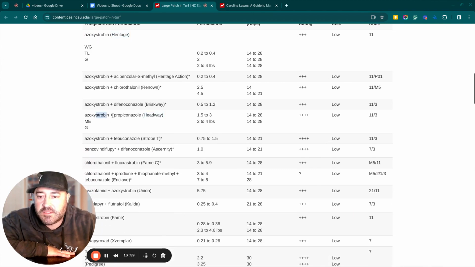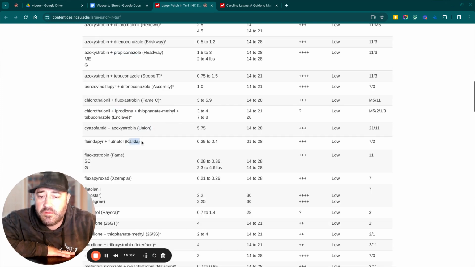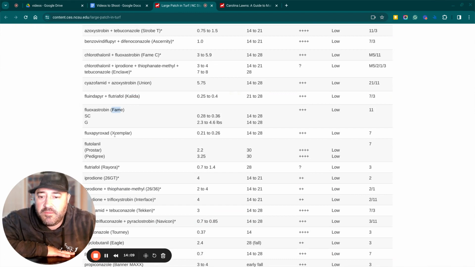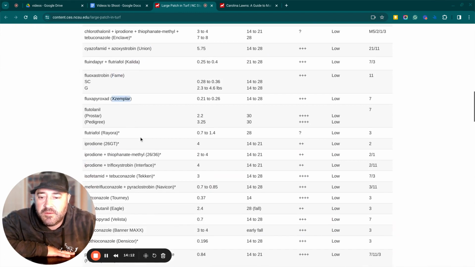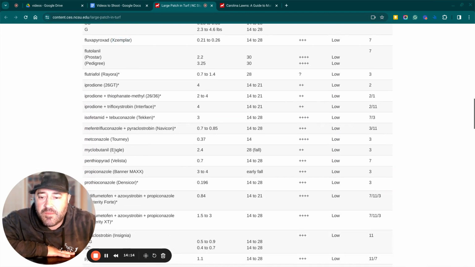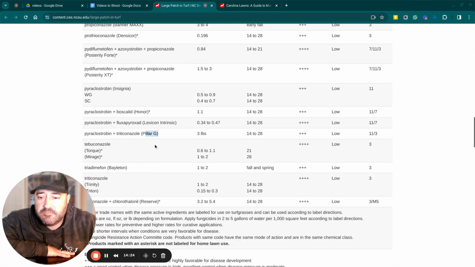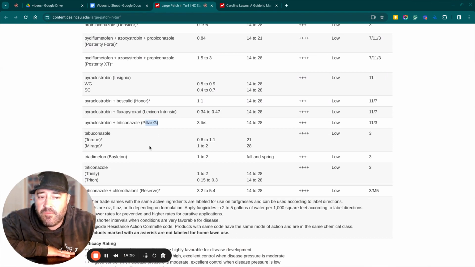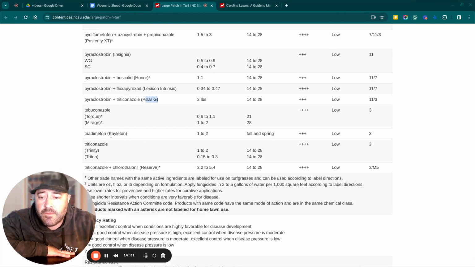Headway has azoxystrobin plus propiconazole. Union, Calida, Fame, Exemplar, Eagle, Banner Max, Pillar G, Balenton, Trinity, Triton.